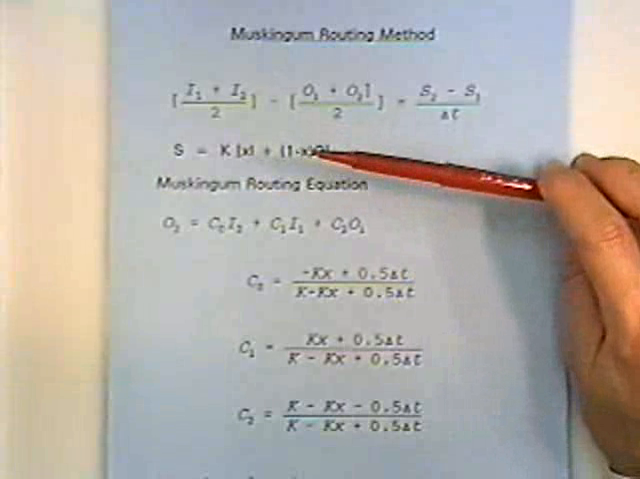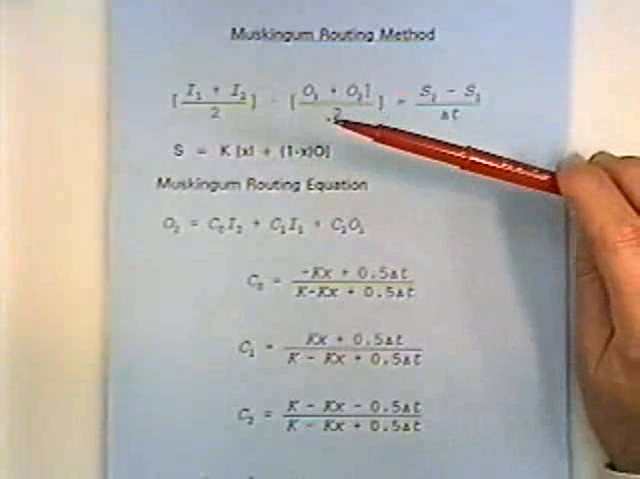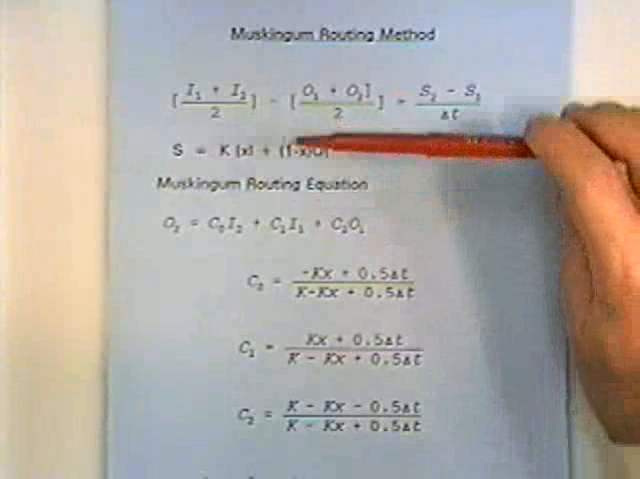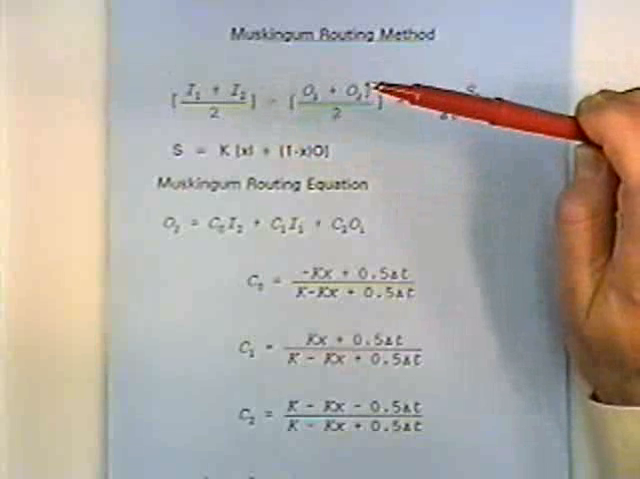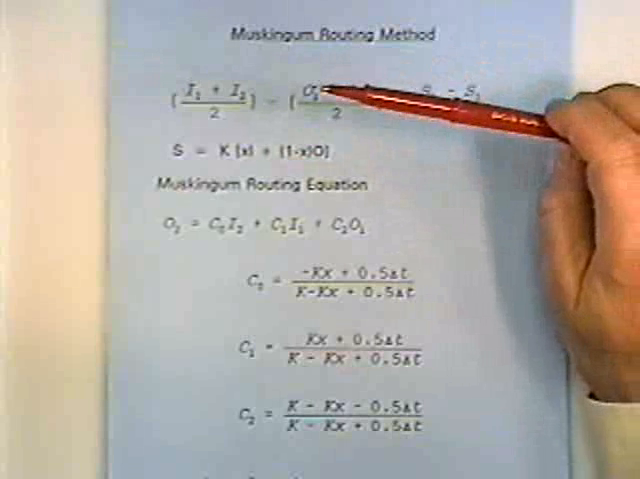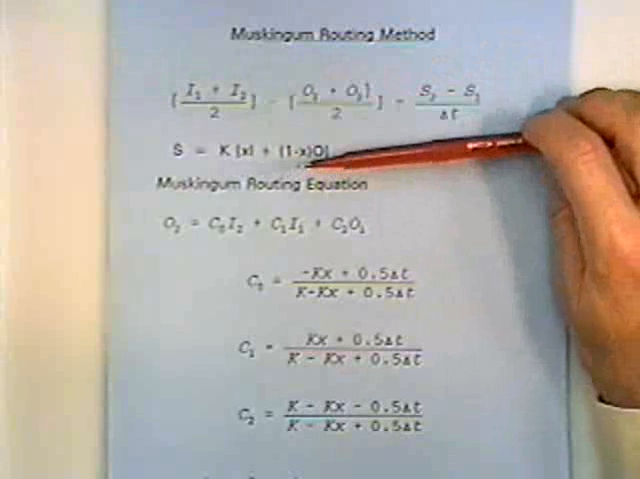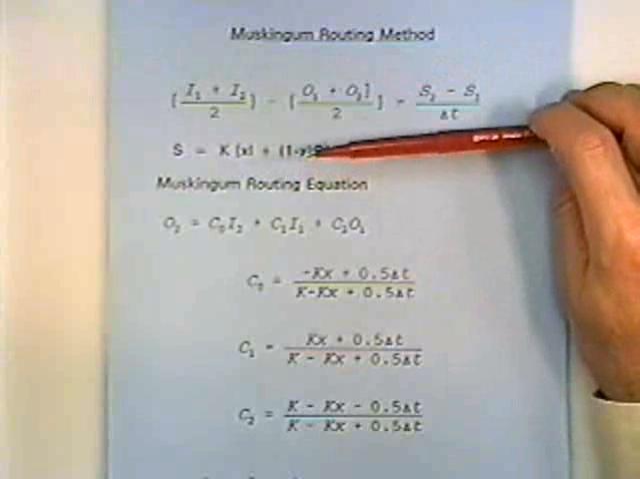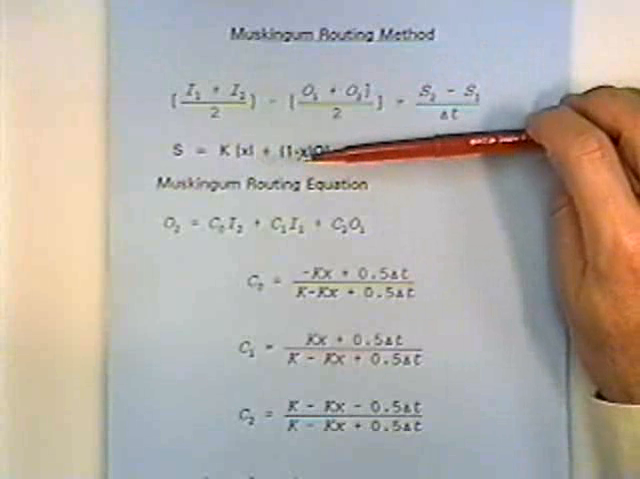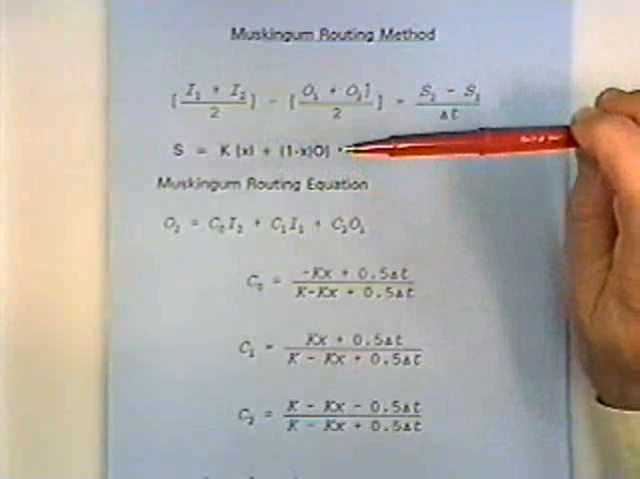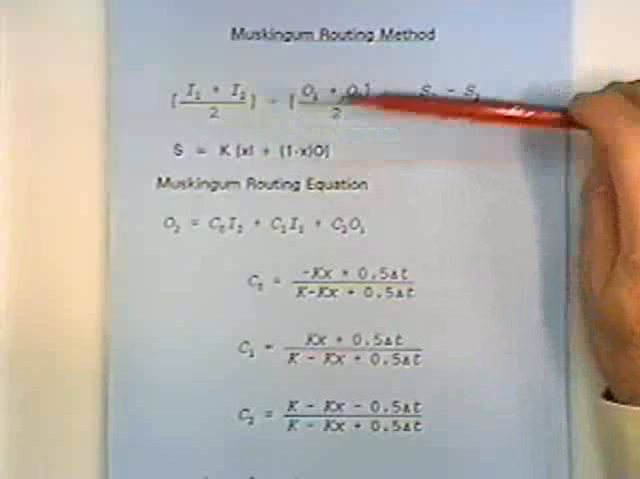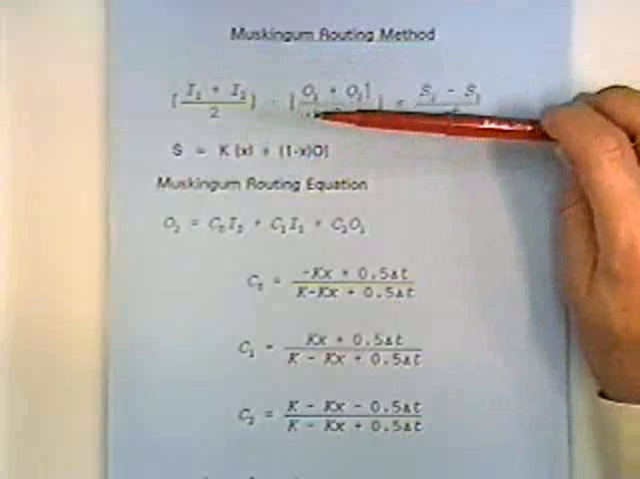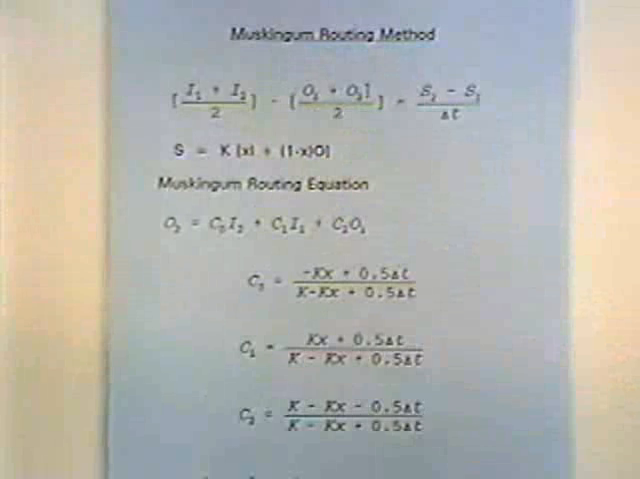And typically X is around 0.2. It's usually a weighting factor by definition is a number between 0 and 1. It's got to be 0.5 or less, or you would not be attenuating. You would be getting a peak discharge downstream bigger than the peak discharge upstream, which you cannot have. And it's been found it's usually around 0.1, 0.2, 0.3. 0.2 is a typical value.